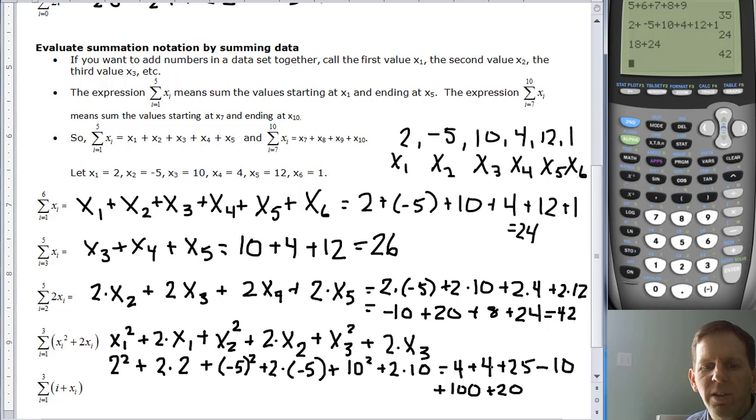So 4 plus 4 is 8. 8 plus 25 is 33. 33 minus 10 is 23. 23 plus 100 is 123. Plus 20 is 143. And that's your answer here.